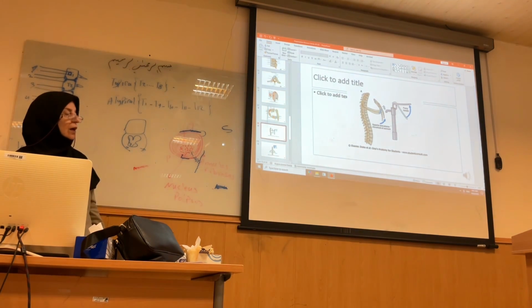Before elevating, this sternum is near to the vertebral column. When it is going upward and forward, it is going far from the vertebral column. Such as here, when the handle is down, it is near the palm. When you elevate the handle, it is going far from the palm.